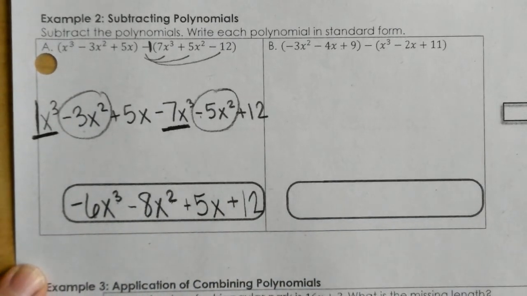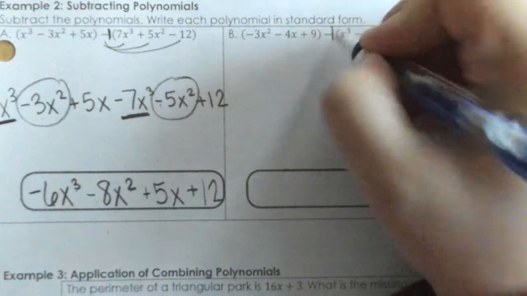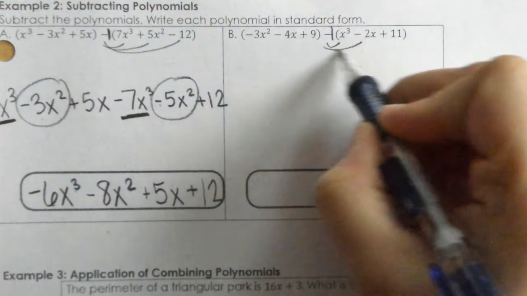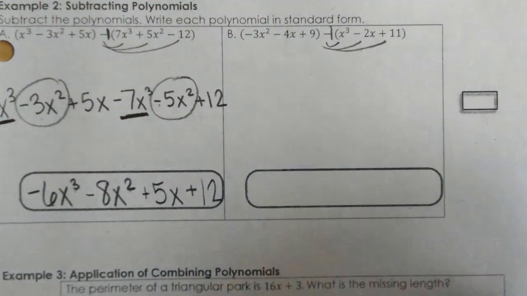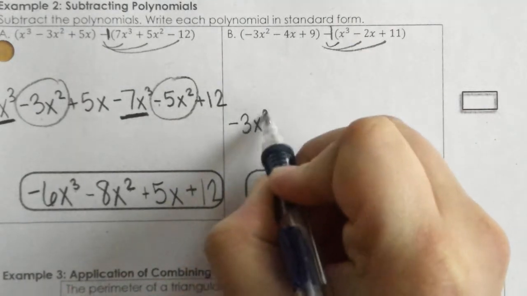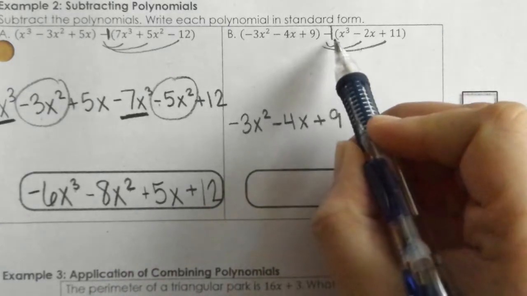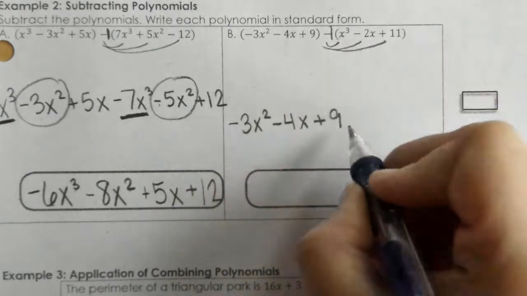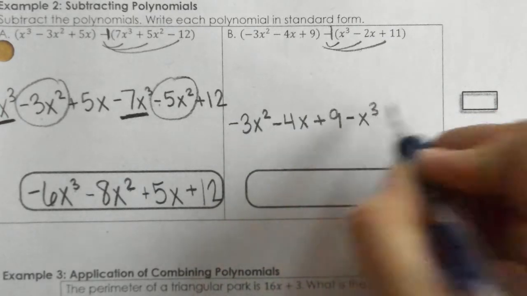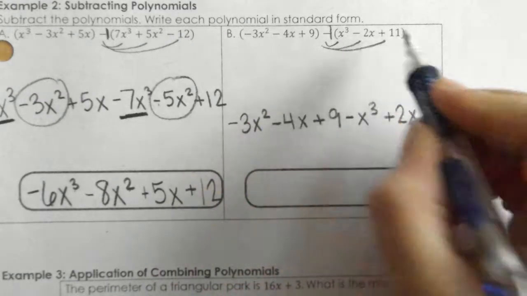Okay, lastly for part B, again we have a minus sign. So it's like distributing a negative to all of these, which changes your sign. So the first set of parentheses stays the same. And the second set changes. So this becomes a negative x to the third, a positive 2x, and a negative 11.